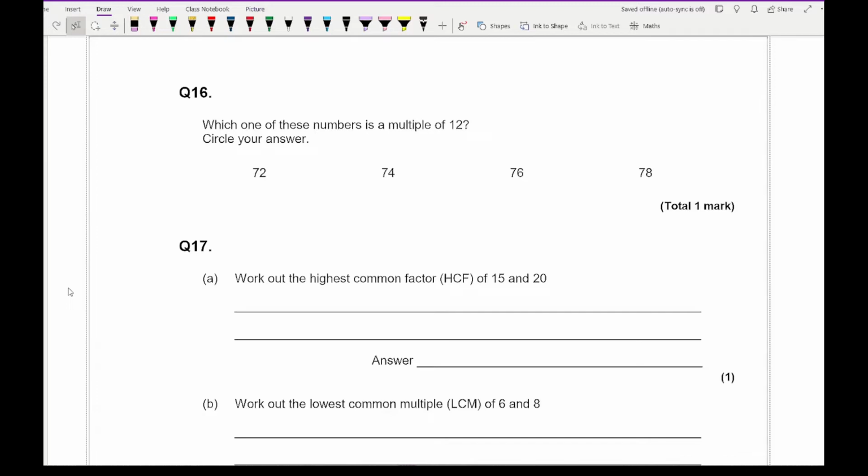Question 16 says, which of these numbers is a multiple of 12? So which of these numbers appear in the 12 times table? And the correct answer you should have is 72.